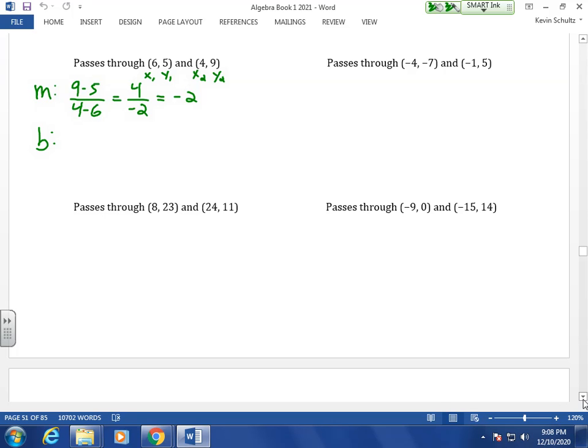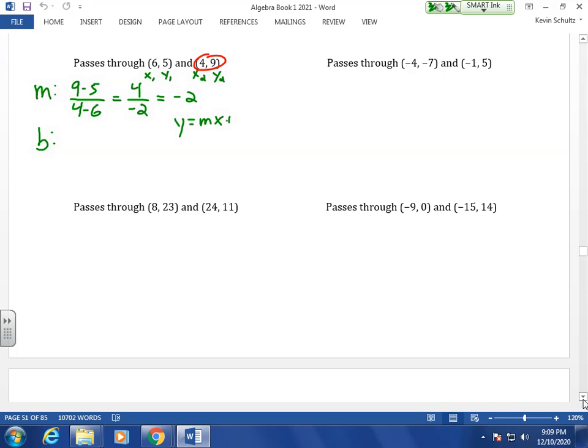Okay? Now for our b, well, neither of these ordered pairs has an x value of 0, so no luck there. So it again just means we get to pick one and plug it in, just like we did with the XY table and just like we did at the beginning or the top of this page. Okay, so let's go with 4, 9. Why not?